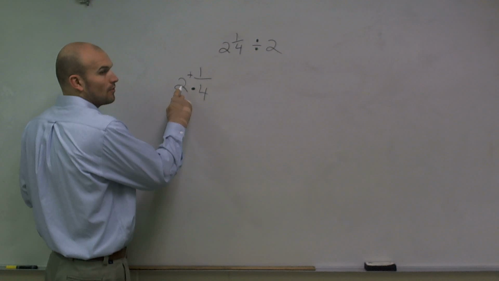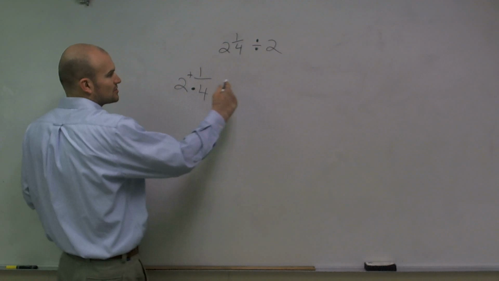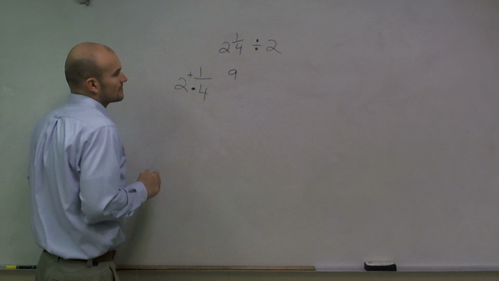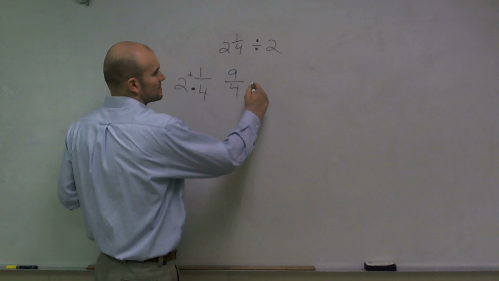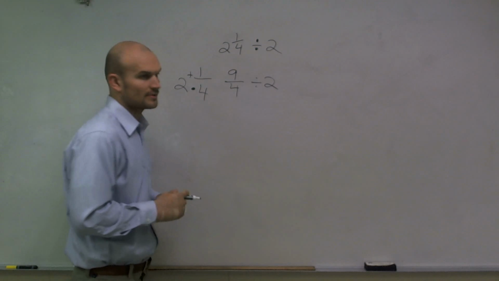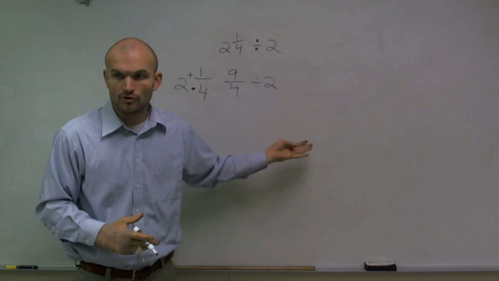So 2 times 4, or 4 times 2, is 8, plus 1 is 9. And then that is going to be all over what my denominator still was. So it'd be 9/4 divided by 2. So now I have a fraction divided by a whole number.